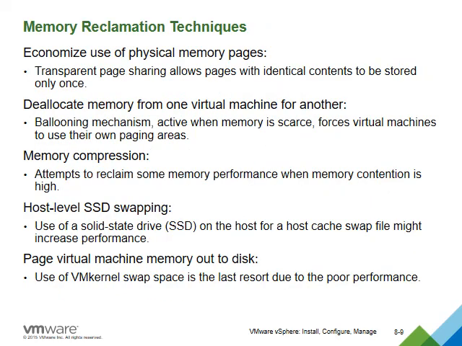Memory reclamation techniques. The VM kernel will use various techniques when reclaiming memory on an ESXi host. The first technique economizes the use of physical memory pages and is known as transparent page sharing, or TPS. TPS allows pages with identical content to be stored only once. Workloads that consist of multiple virtual machines often consume less memory than when they would be running on physical machines. But this is because of TPS.